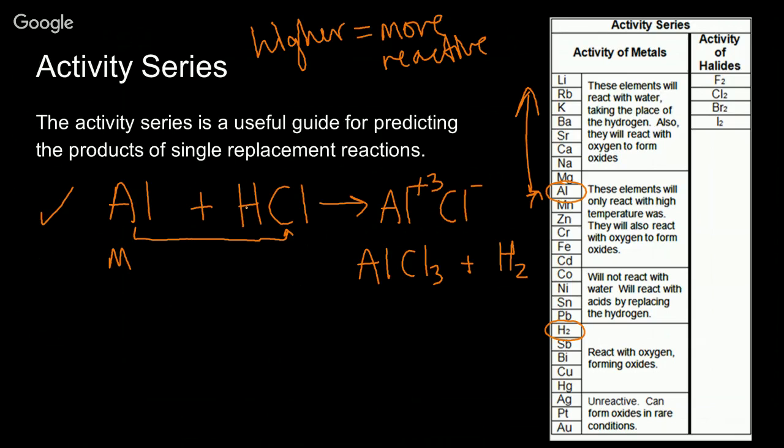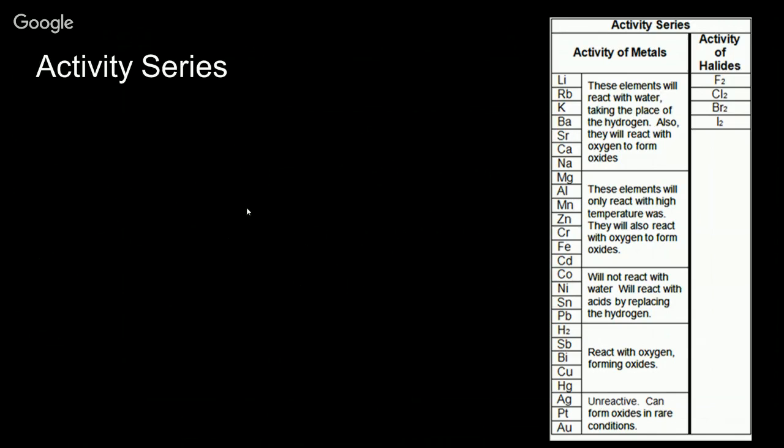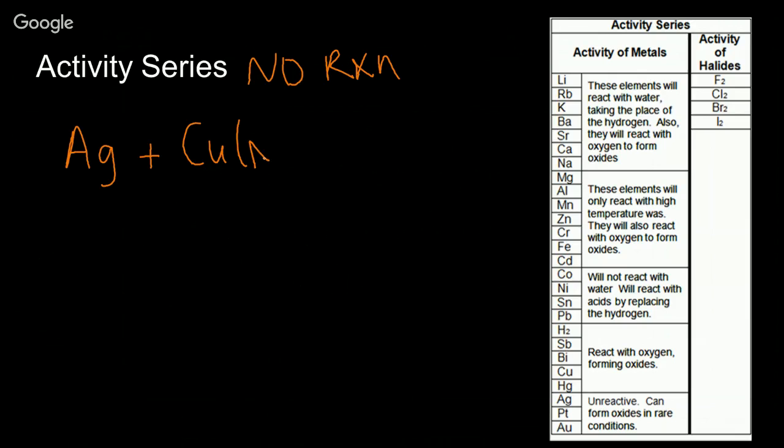Let's look at another example where there is no reaction. So in this example, we take silver and see if it reacts with copper-2 nitrate. Okay, so we're looking at silver here versus copper.